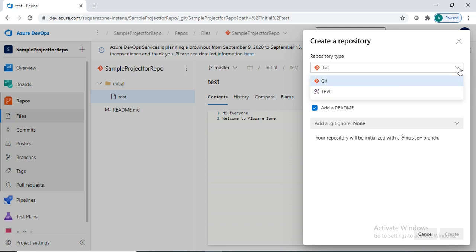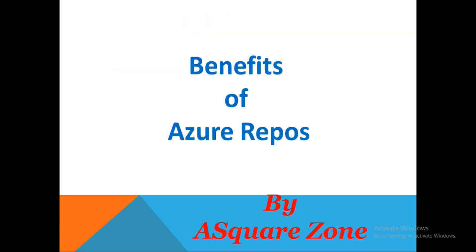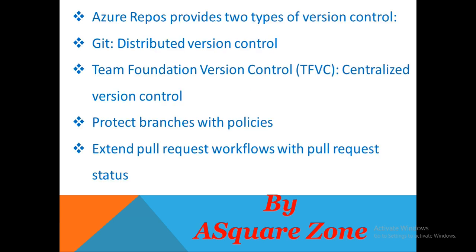As it is having Git, here we have two features. Azure provides two features mainly: one is Git and the second one is TFVC. So it is providing two types of version controls. One is Git, that is distributed version control, and one more is Team Foundation Version Control, that is centralized version control.